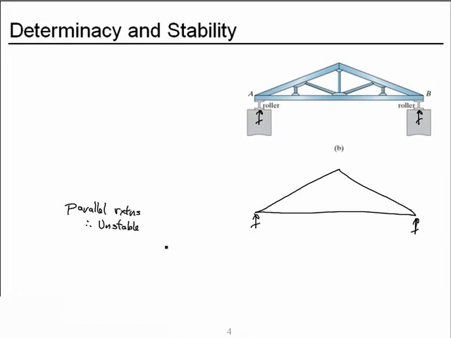We could also count up the number of unknowns inside the truss and add them to the unknown support reactions, compare it to the equations of equilibrium, and we would still come to the same conclusion. Not enough support reactions. It's unstable.